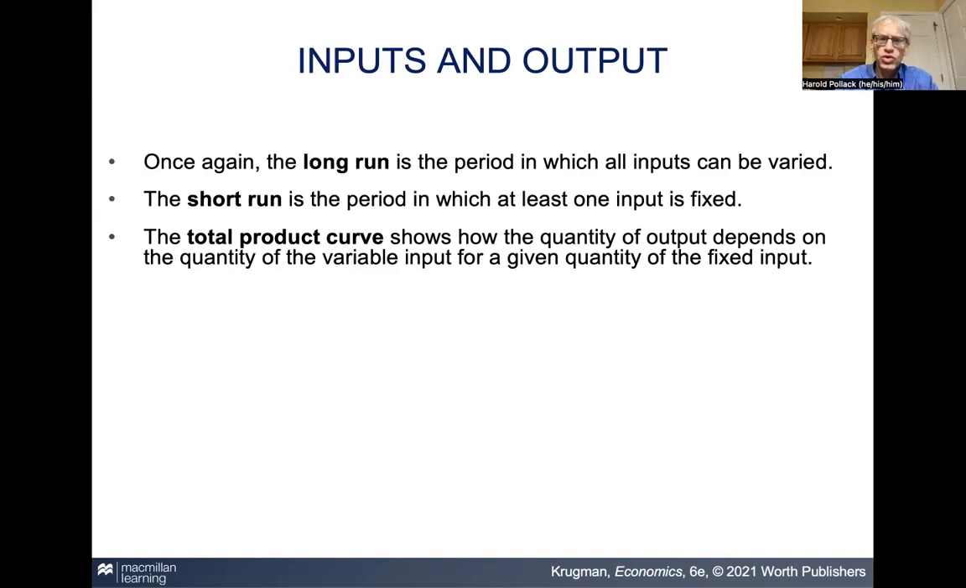Then there's this idea of the total product curve, which is just how the quantity of output depends on the quantity of the variable inputs. In particular, if you pick any one input like labor and you keep everything else fixed, how does my output change if I add additional units of labor? And that'll turn out to be important. And it turns out that things like wages really depend on that.